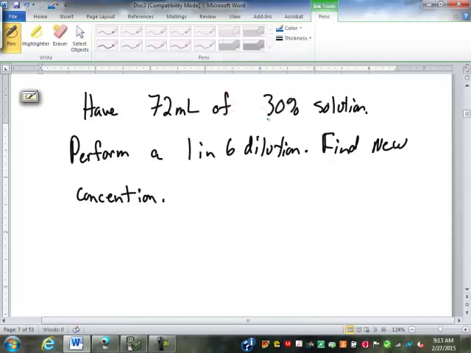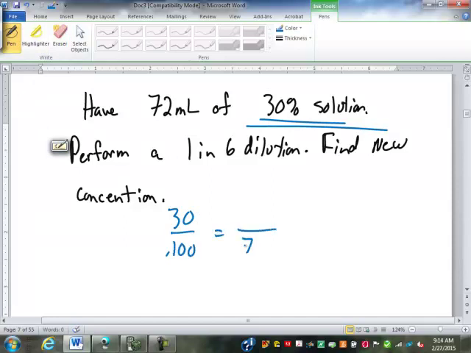So what we started out with here was only 30% serum. So I'm going to take a look at that quick. 30%, or 30 out of 100, of that original 72 milliliters was serum to begin with. So if I cross multiply and divide, 30 times 72 divided by 100, what is that, 21.6 milliliters? Is that correct? So there's 21.6 milliliters of serum to begin with.